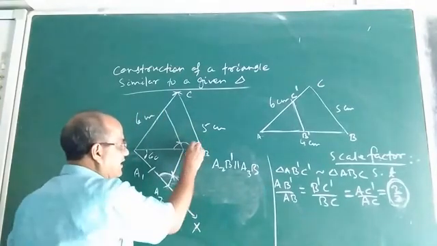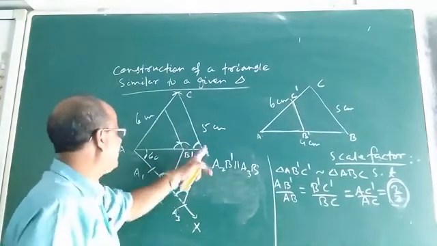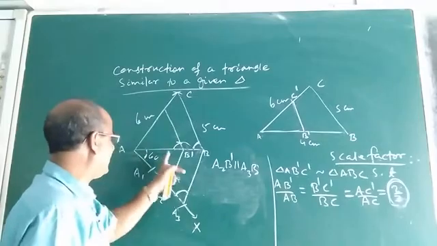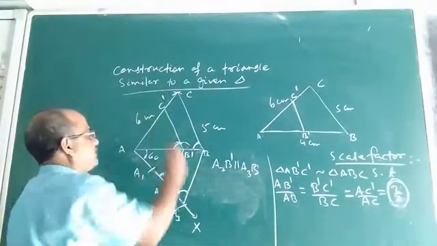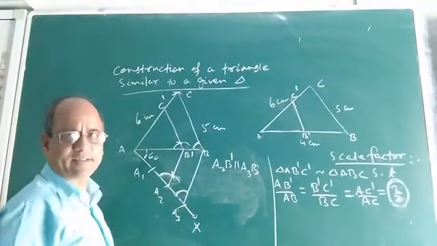See, this angle I shifted. Shifted means this angle and this angle will be equal. Angle ABC will be equal to angle AB dash. Suppose this is C dash. Suppose it will intersect your AC at the point C dash.